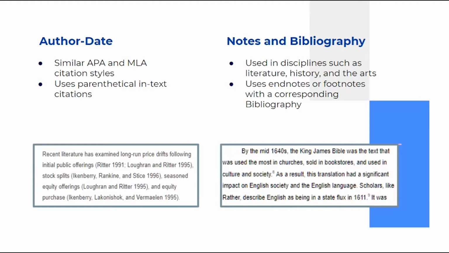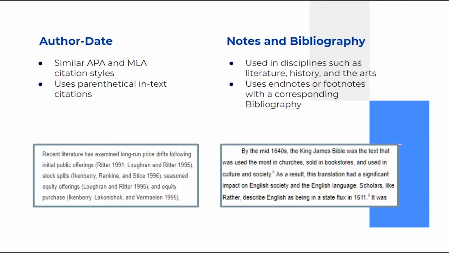The other and more common type of citing for Chicago is notes and bibliography. This is predominantly used in disciplines like literature and history and the arts. And this is really, I think, the heart of Chicago, if you will. It uses endnotes and footnotes with a corresponding bibliography.